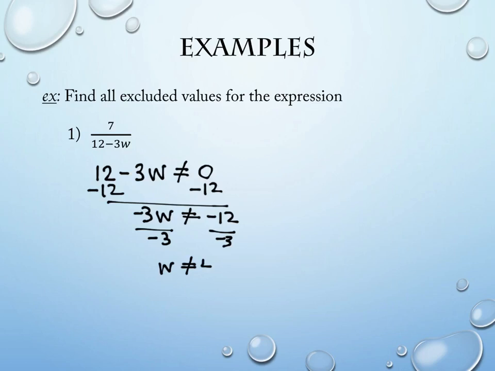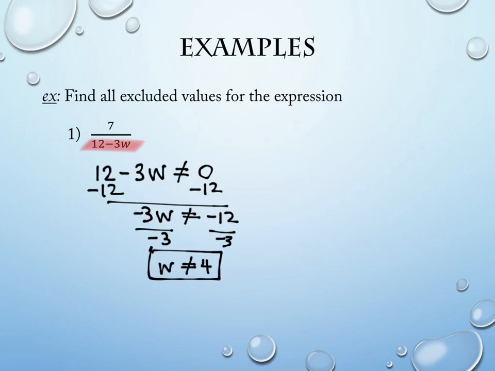So what value can w not equal? 4. And if you take a look back at the expression you were given to start with, if you plugged in 4 for w, would you in fact get a 0 in the denominator? Yeah, you would. So this is the excluded value for your problem. Can't let w equal 4. Okay?